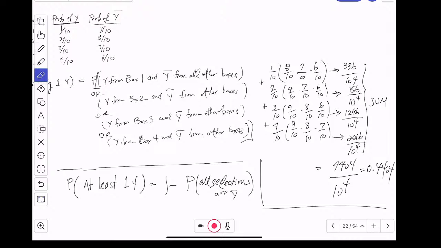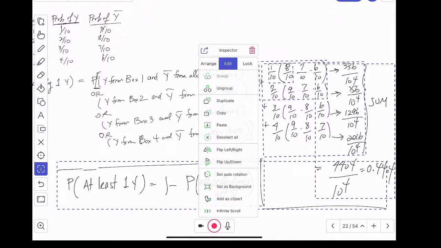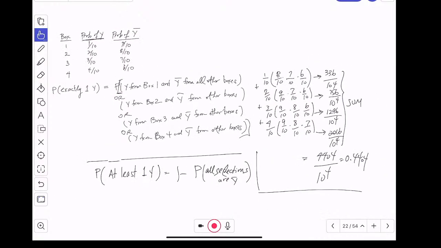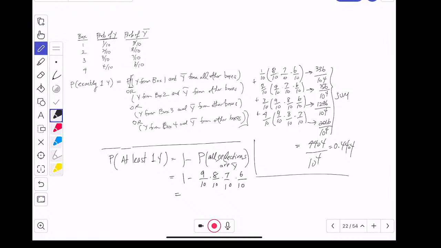Okay, so all selections being not yellow would be these events here. Not yellow, those are their probabilities. So the answer should be, you guys can tell me if I didn't check this. This would be 9/10, 8/10, 7/10, and 6/10. And so that would be 1 minus whatever that is.